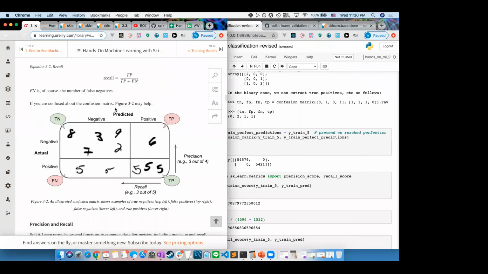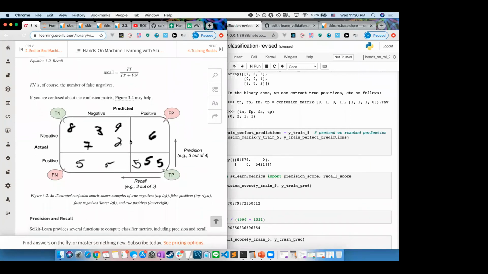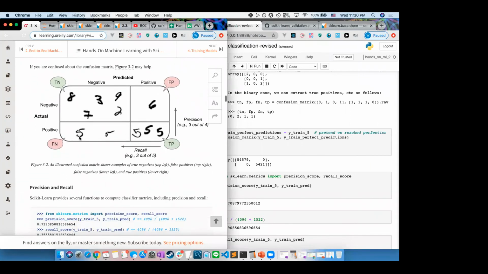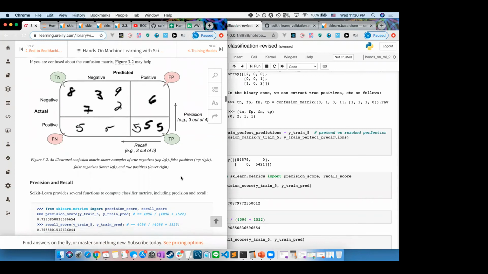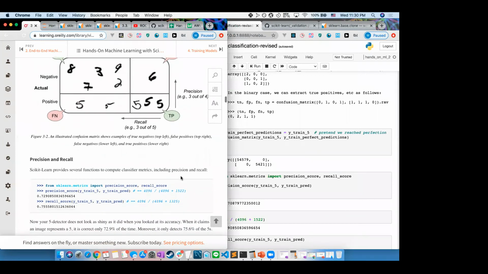If you're confused with the confusion matrix, figure 3.2 may help. And this is kind of how he puts it. And again, I think Stephen mentions there are different ways to lay this out, but it's essentially the same. But don't miss the labels. Don't get the labels wrong.